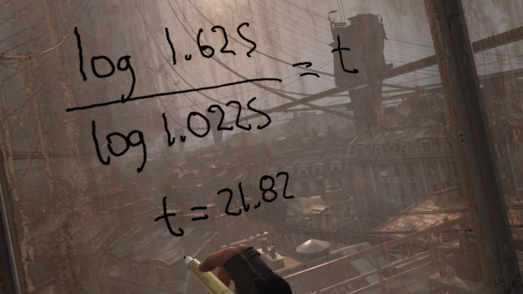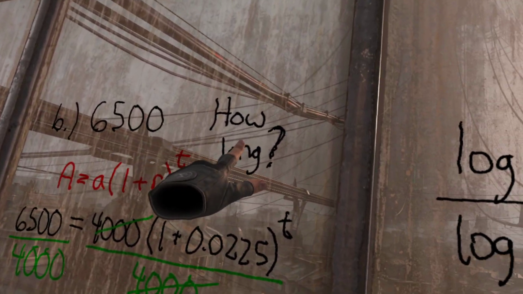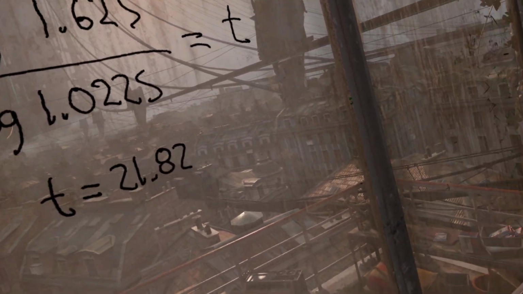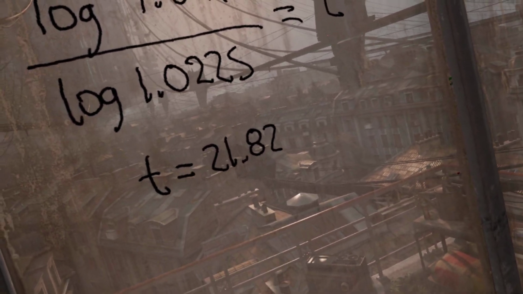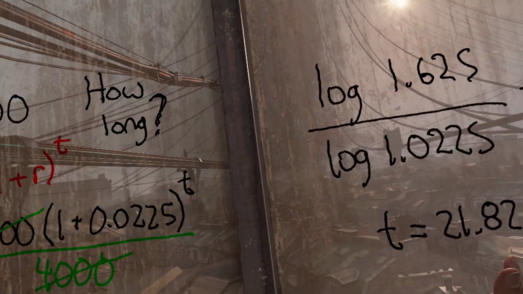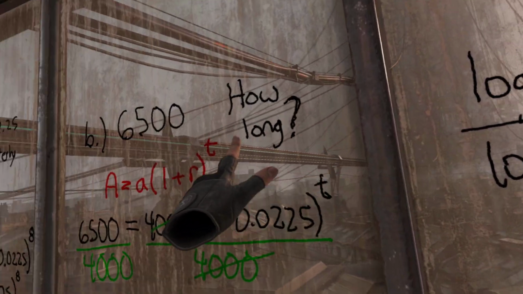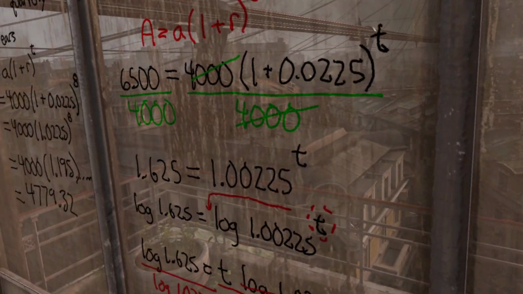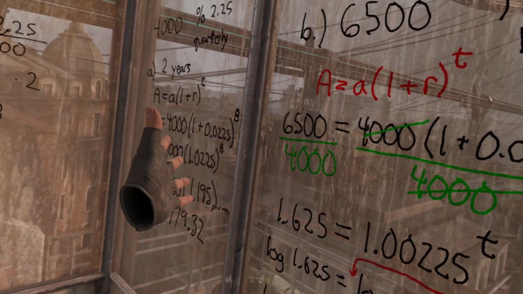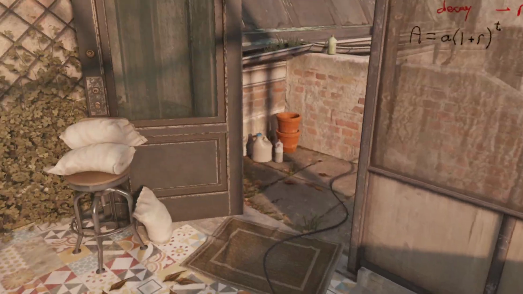Now, we're not done here. When you get this answer, you're not done. Did that answer the question? We want to know how long. Well, is that an answer? It's going to take 21.82? What does this mean? I'm going to let you think about that for a second, okay? I'm going to give you a minute. I want a real answer. How long is it going to take for me to have 6,500? This is what I got for t. But I need an answer, like we had over here, in years and months. How long is it going to take? I'm going to give you a second to think about that.